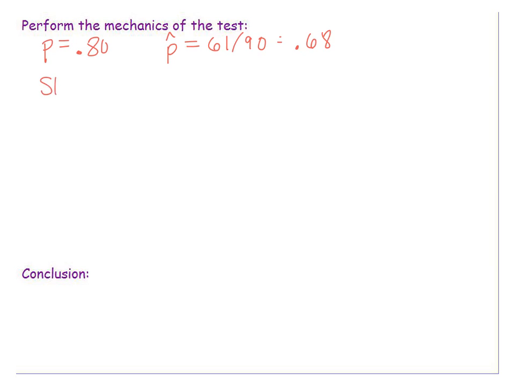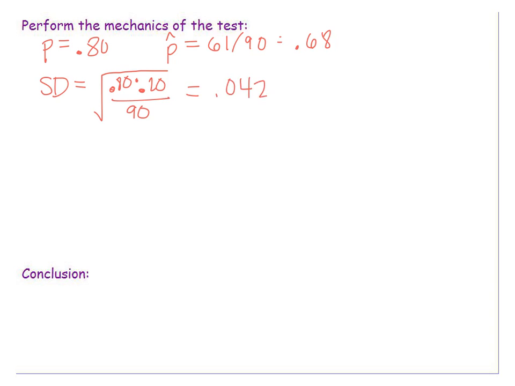So what's the next thing we have to find? We have to find our standard deviation. So square root, p is 0.80, q is 0.20, and our n was 90. And so if you type that in the calculator and you round, I get 0.042.